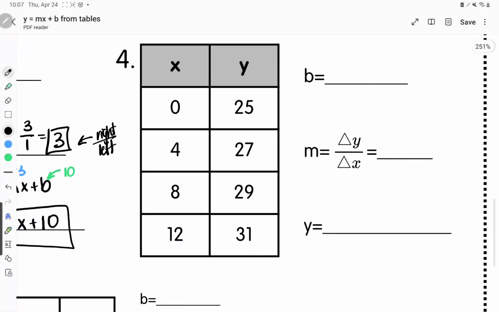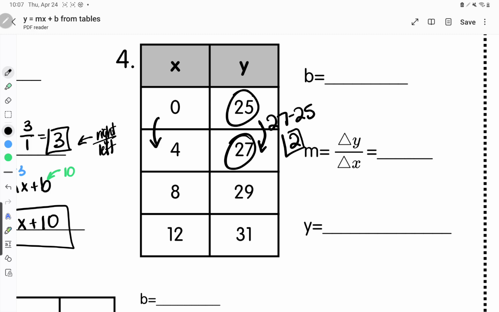All right, for the next one, first step when you see a table is to do what? Draw those arrows. I do what on the right side? 27 minus 25. And 27 minus 25 gives us 2. On the left side, what would I subtract? 4 minus 0, which gives me 4.